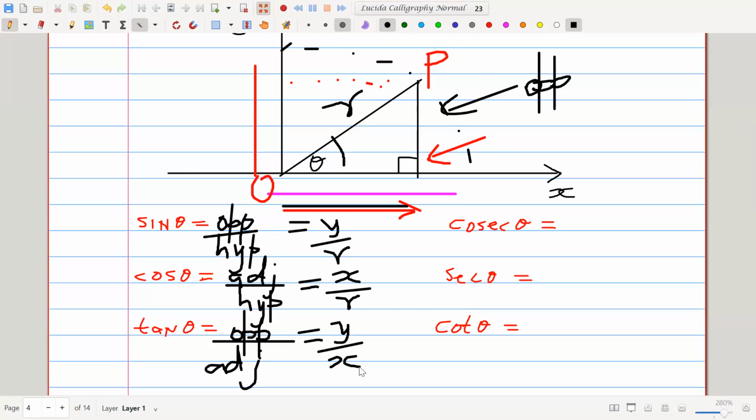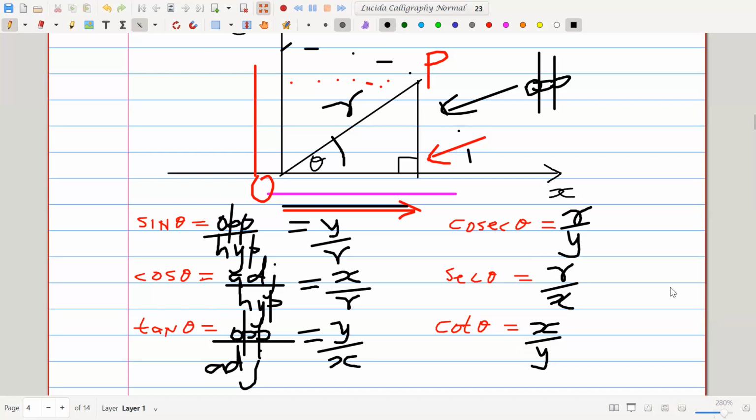The cosecant is the reciprocal of sine. That means we can just flip the value that defines sine. As we have y over r, we'll end up with r over y, as you might have seen. So for secant, you have r over x. And for cotangent, you have x over y. That is how you define your trigonometric ratios.